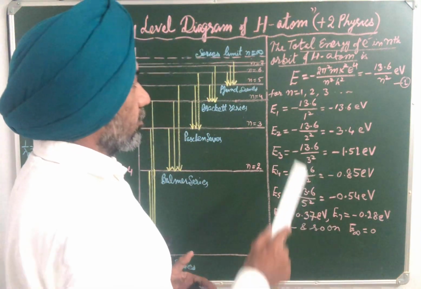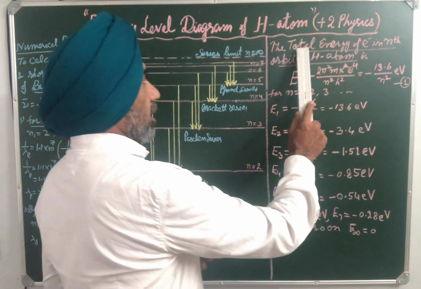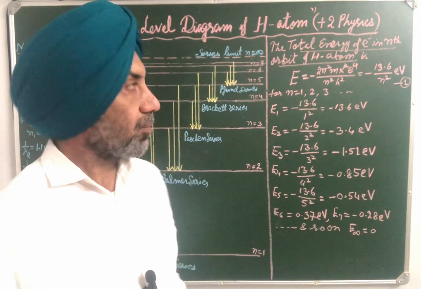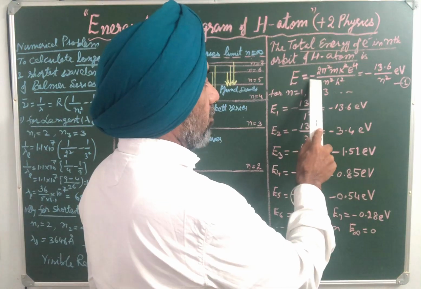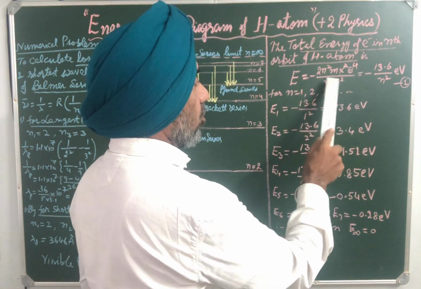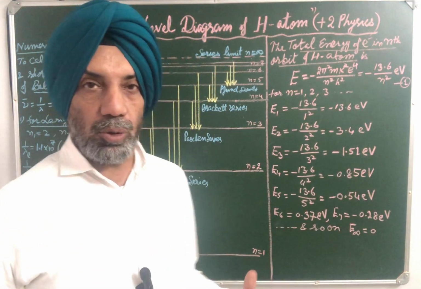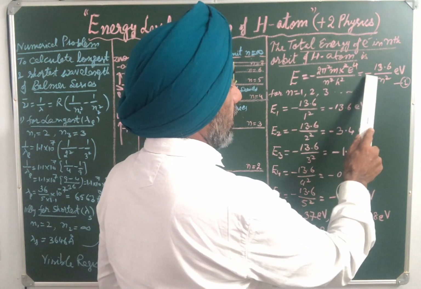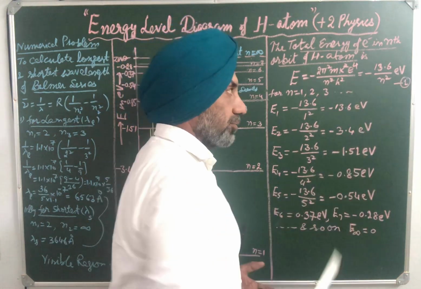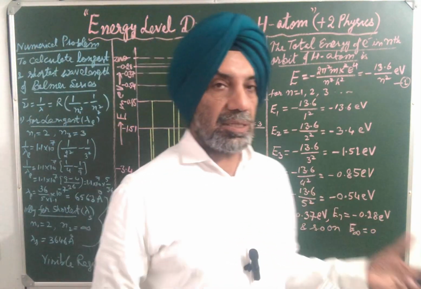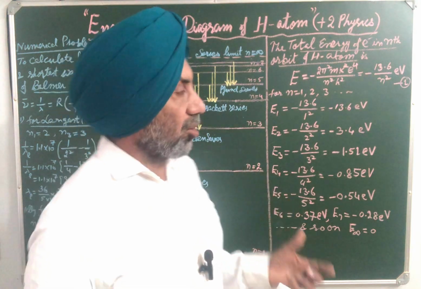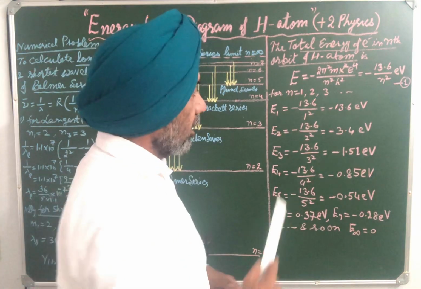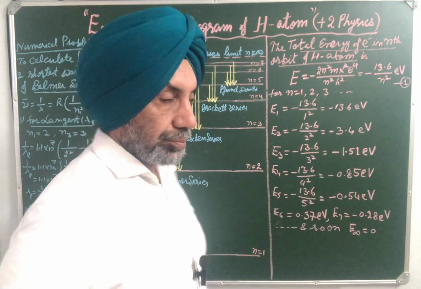To plot the energy level diagram, first of all, let us discuss the total energy of the electron in the nth orbit of the H atom. E is equal to minus 2 pi square m k square e raised to power 4 over n square h square. This is the expression for the total energy of the orbital electron in the nth orbit, or if you simplify it, it will be minus 13.6 upon n square electron volt. This is the energy of the electron in the nth orbit for the hydrogen atom, taking Z equal to 1, for n is equal to 1, 2, 3 and so on.